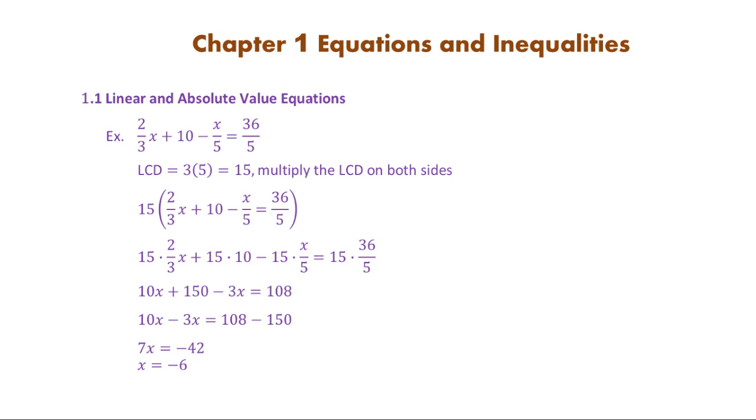And to do that, you need to distribute 15 to each term on both sides. So you're going to get 15 times 2/3 x plus 15 times 10 minus 15 times x over 5 equals 15 times 36 over 5. Okay. So here comes another problem. How do you multiply fractions? How do you multiply 15 with 2/3? Anybody knows how to do it?